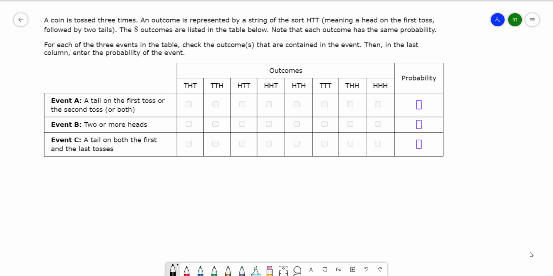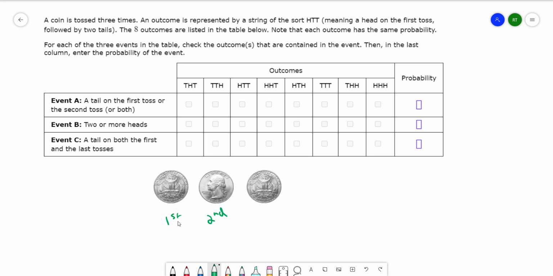So to understand how to interpret this, let's look at the first example, THT. Let me bring up some coins here. So we have tails and here we have heads. THT would mean that you get tails first, then heads, and then another tails. So this combination represents tails, heads, tails. That's what THT means. And they want us to determine, did we get a tail on the first toss? Let me put a little note here. Don't forget, this is the first toss, this is my second, and this is my third.